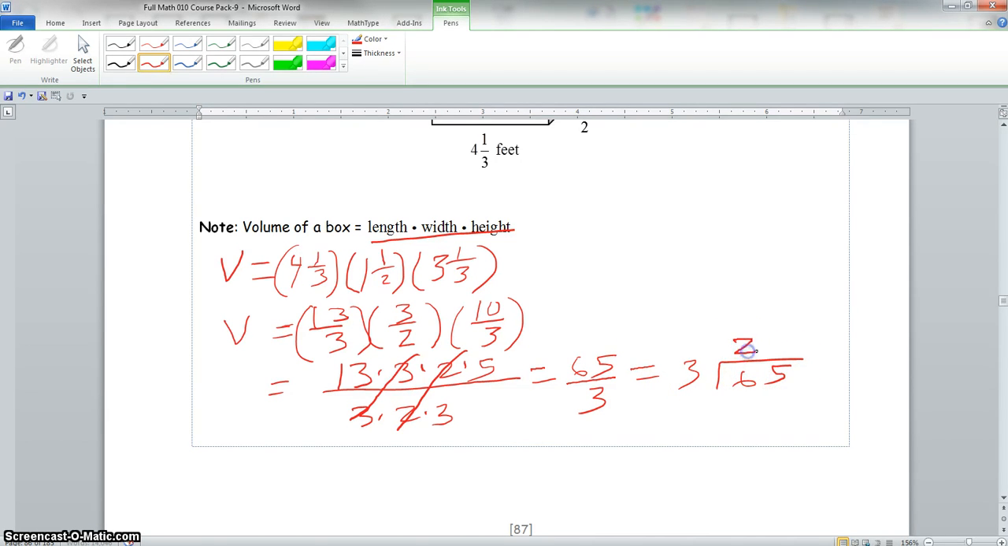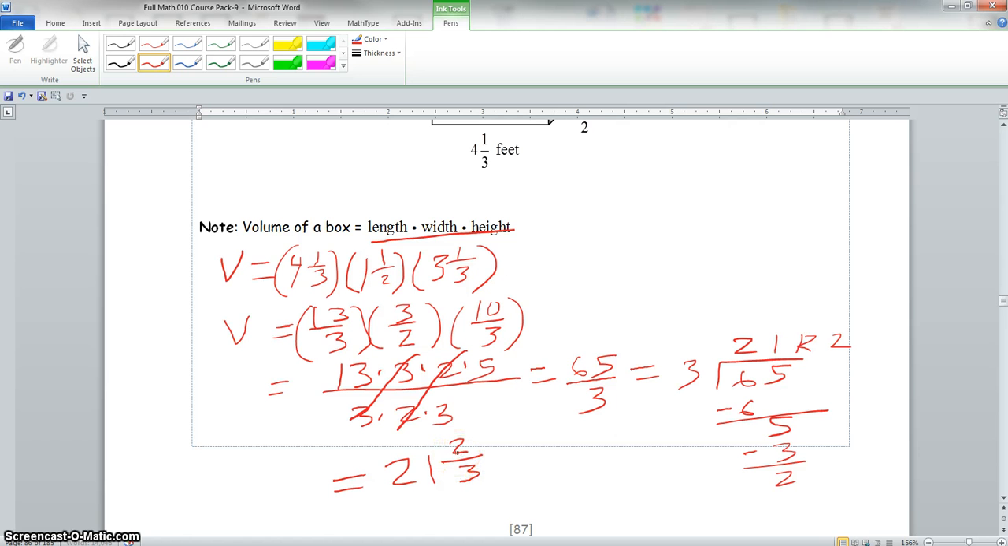3 goes into 6 twice. 2 times 3 is 6. We have 5 left. 3 goes into 5 one time. Subtract 3, and we have a remainder of 2. So our final answer would be 21 would be our integer. Our denominator of our fraction will remain 3, and our numerator will be the remainder, which is 2.